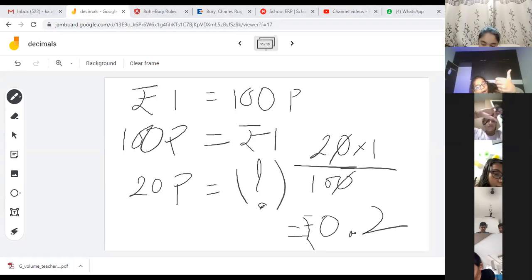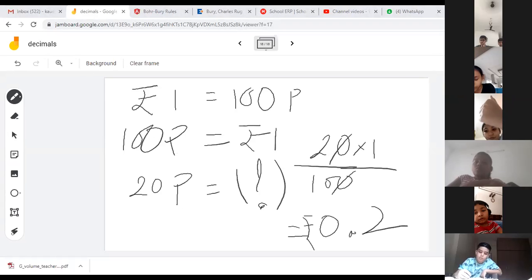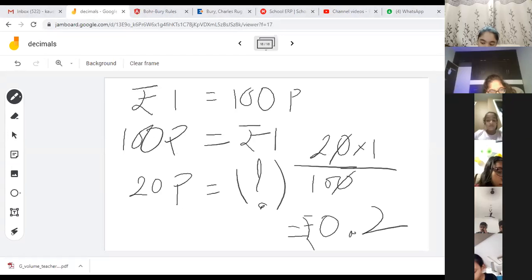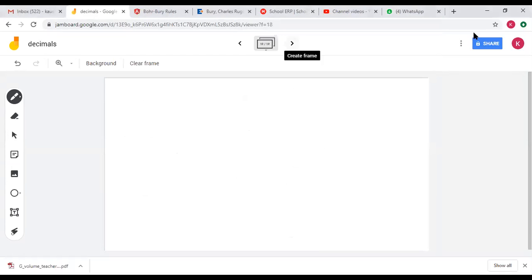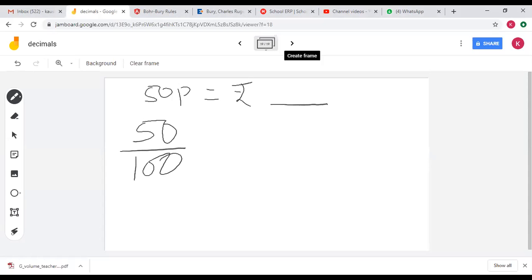Wonderful. Shivani, come on, do it fast. Very good. Let's try one more example here. Next one is 50 paise is equal to how many rupees? We have to find it. So we divide it by 100. Simple. 50 upon 100. That is how many? 0.5. Now it is clear.